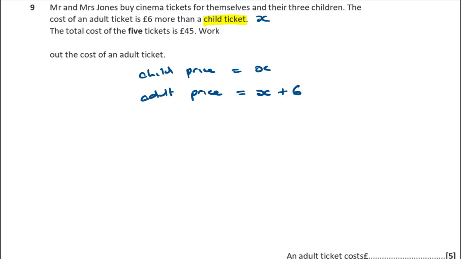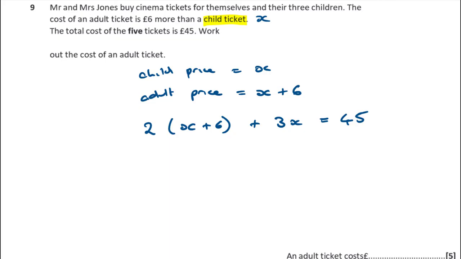So the total cost of the 5 tickets is £45. We've got Mr. and Mrs. Jones, they're the adults, and then we've got 3 children. So I'm going to have 2 lots of the adult ticket, so 2 lots of X plus 6, and 3 lots of the child ticket, which is 3 lots of X, and then added together, that must be equal to £45. So what we've done here is we've formed a linear equation in X that we now need to go on and solve.